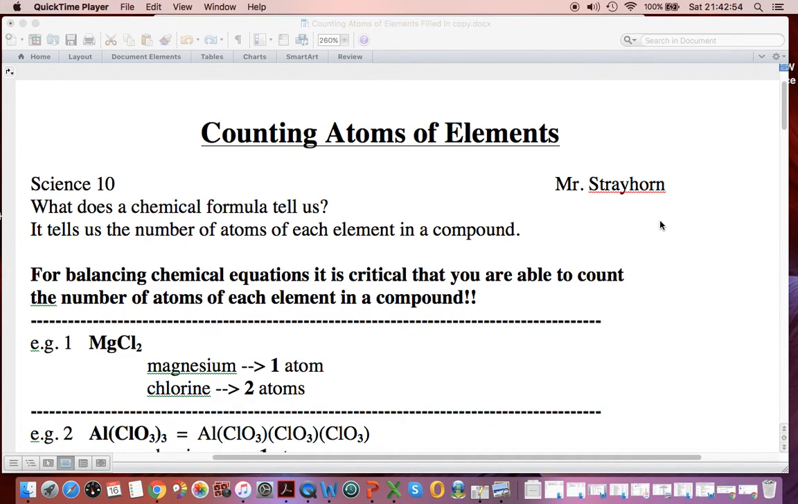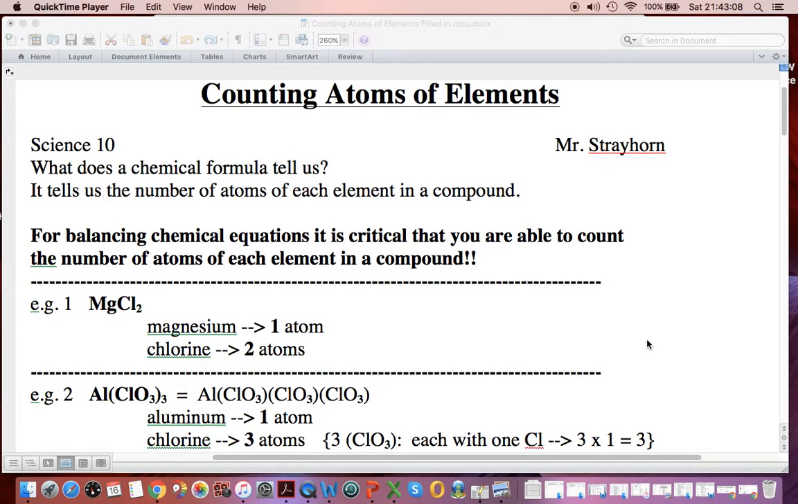Good day. In order to balance equations, you first must be able to count atoms. You have to know what a chemical formula is telling you. So on the front side of this page, it's actually sort of beating the horse to death. We're really going overboard.